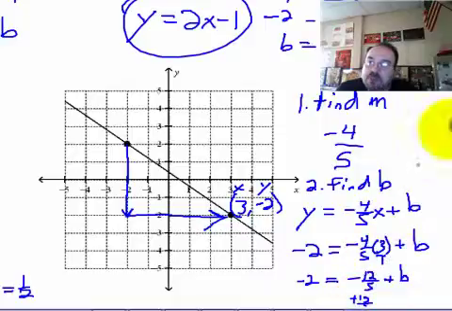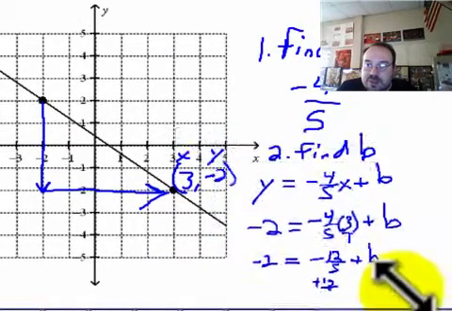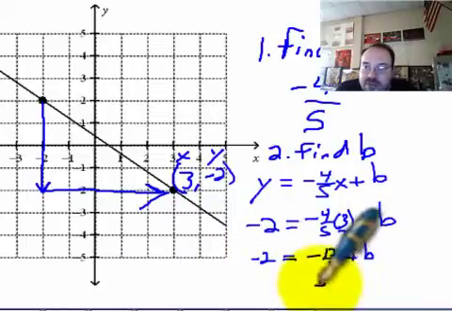Whoops. I am almost completely out of room here. What am I going to do? I don't know. I guess I'm going to have to shrink stuff a little bit. Okay, so did that, and let's see. Let's add 12/5 to both sides.